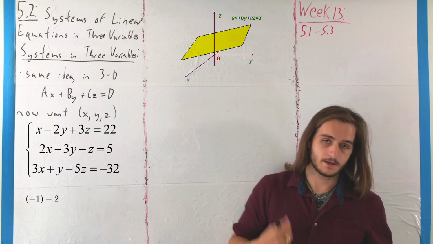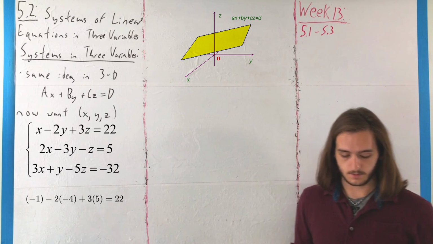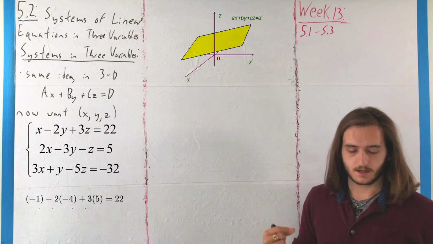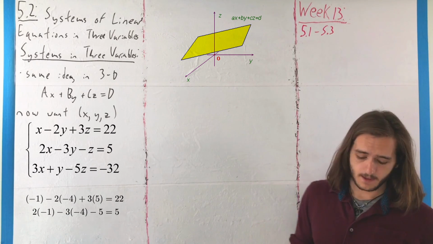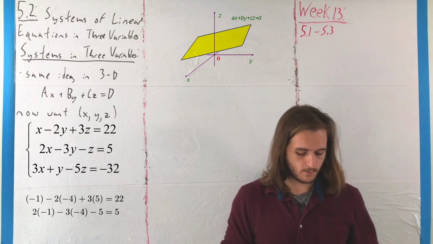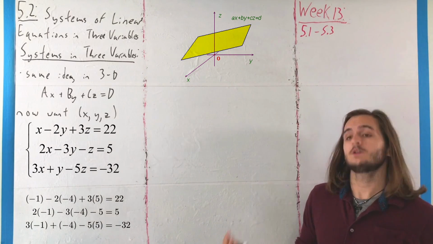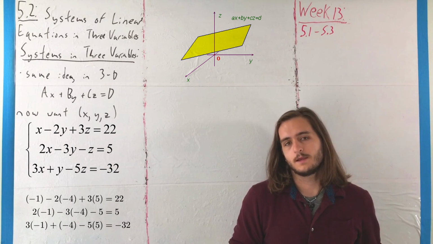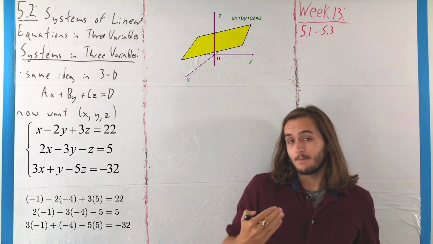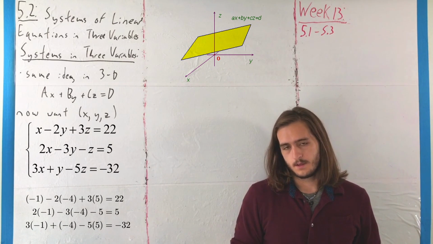that negative 1 minus 2 times negative 4 plus 3 times 5 is 22. 2 times negative 1 minus 3 times negative 4 minus 5 equals 5. And 3 times negative 1 plus negative 4 minus 5 times negative 5 is negative 32. So it satisfies all three of those three-dimensional equations at the same time. That makes it a solution to our system.